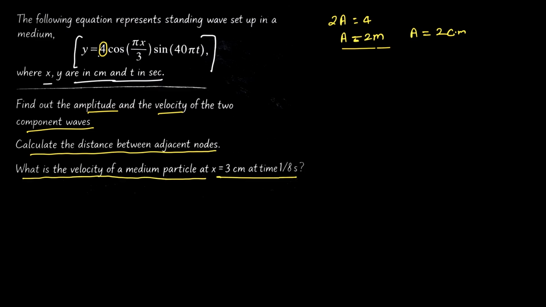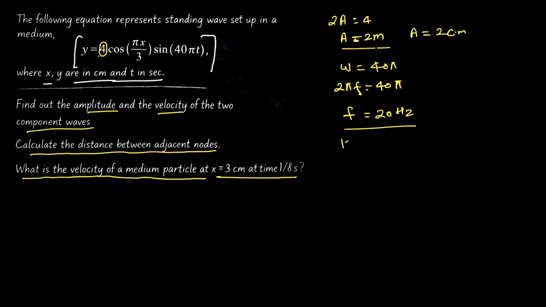So how to calculate velocity? Amplitude we got. Now omega is equal to 40 pi, which means 2 pi f is equal to 40 pi. If I calculate the frequency, pi and pi get cancelled. So I get a frequency of 20 hertz.